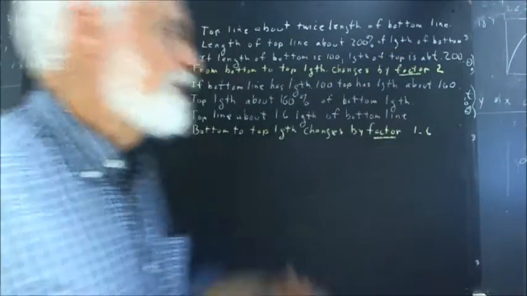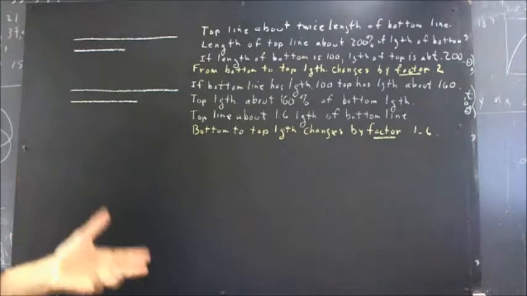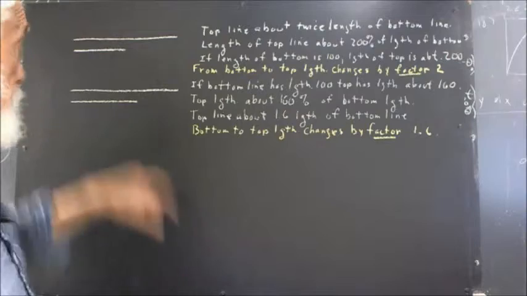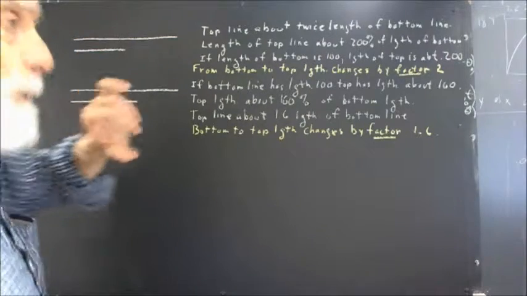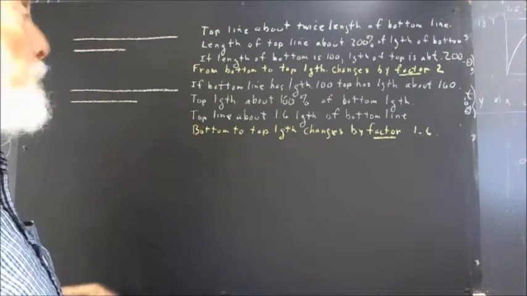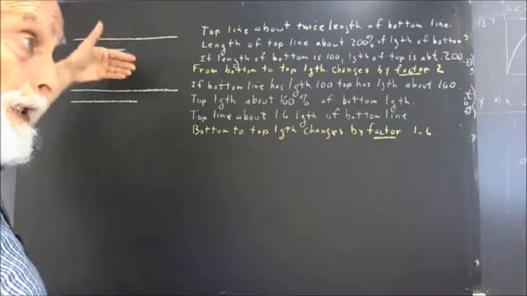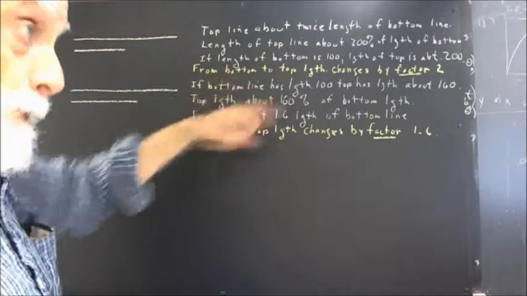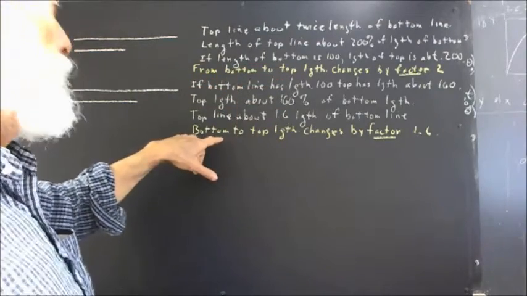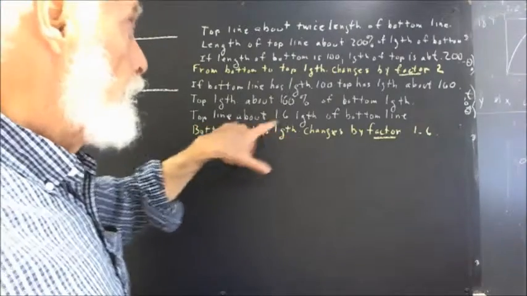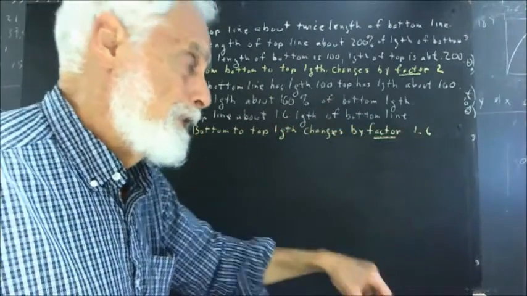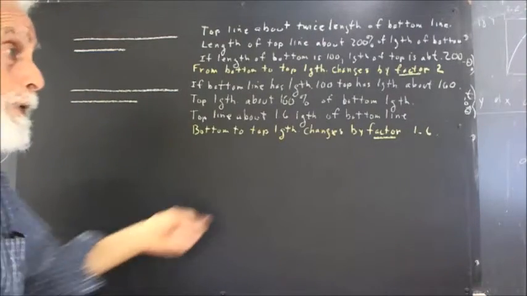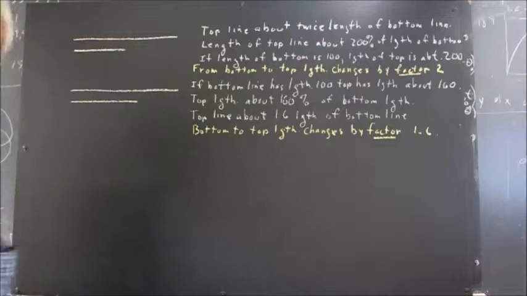Factor indicates a multiplicative factor, something that you multiply something by to get something else. So if we multiply the length of this by 2, that means there's a factor of 2. It also means the ratio of the top to the bottom is 2. And I might want to write that in. Don't have a lot of room, but I might want to write it in anyway. Here, the bottom to top, the length changes by a factor of 1.6. It means you multiply this length by 1.6 to get this length. Very important to understand the meaning of the word factor.